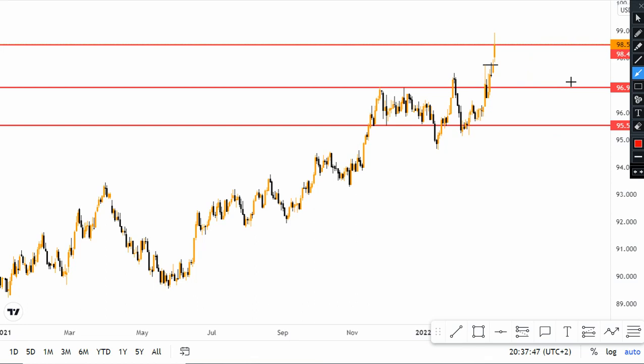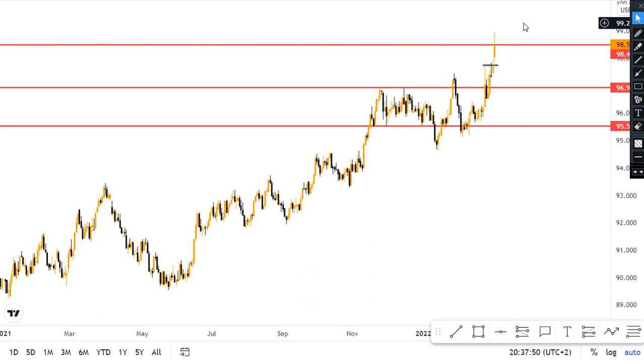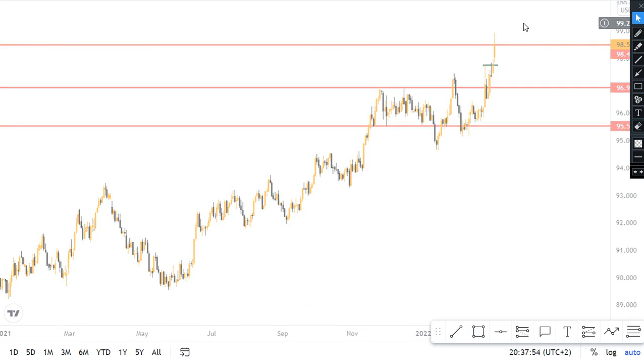So going on to the next pair, which is gold. I believe it's, yes, it is gold.